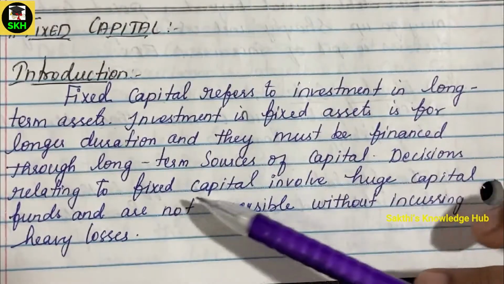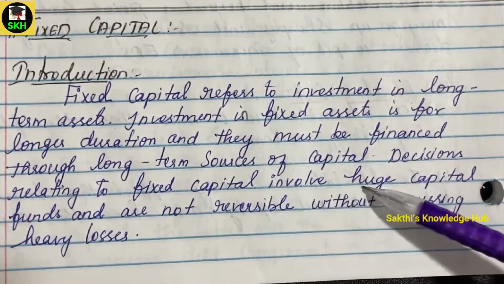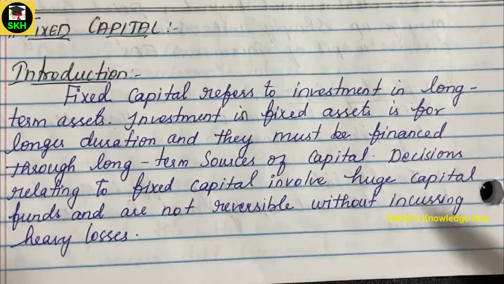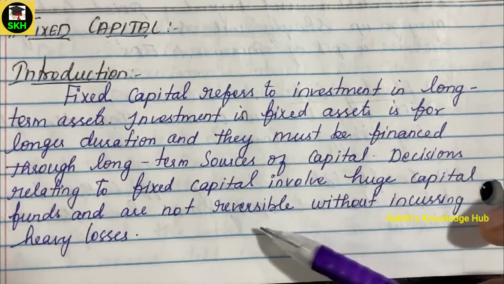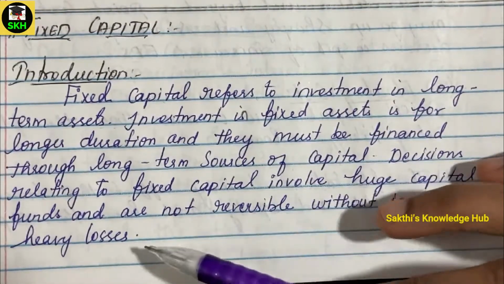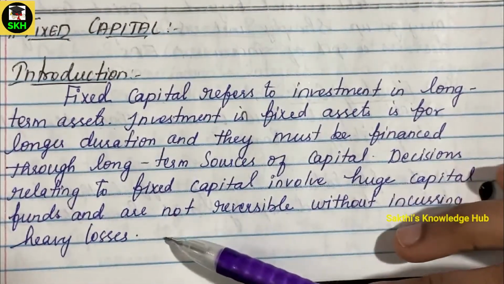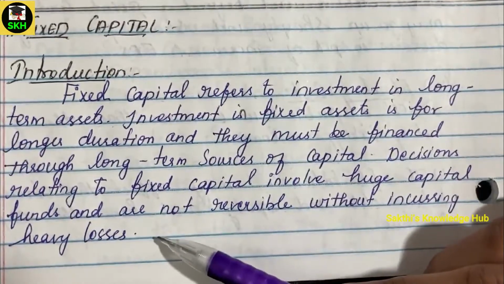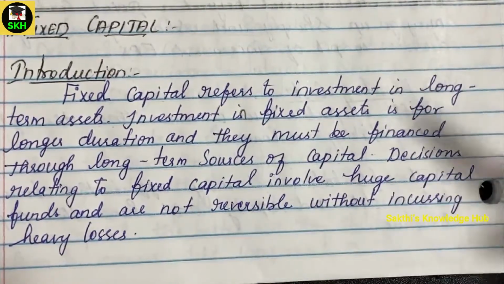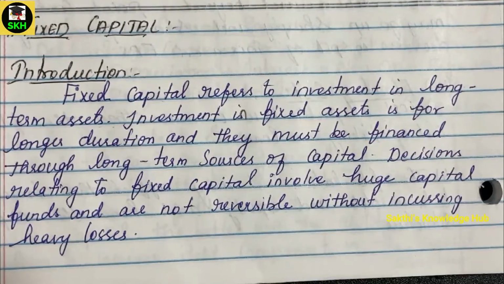And the decisions related to fixed capital involve a huge capital fund. So the decision you are taking is completely involved with a huge fund, that is, a very big amount. So we need to take any steps in a very effective and careful manner, and also not reversible without incurring heavy losses. So we should be very careful that the business should not cause any losses, because the investment is very big, and we have secured it from a very long-term source for our capital. So we should be very careful with all this.